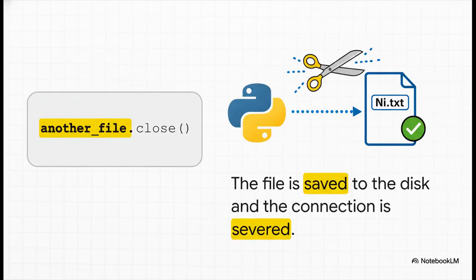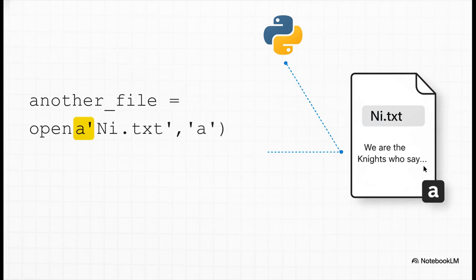And here it is, the moment of truth. We call .close. As soon as this line runs, that file ni.txt is officially saved to your computer with that first sentence safely inside it. Our program's connection to it is now cut. But wait, we're not done with it yet.